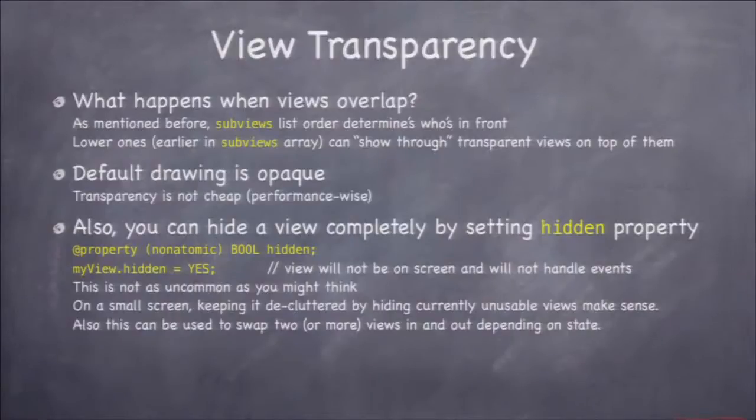It doesn't draw, doesn't get events. It's like it's not even there. Why do you want that? Well, because sometimes you just want to temporarily remove a view from the hierarchy and then put it back in some short time later. So you say hidden equals yes, it's gone. You say hidden equals no, oh, it reappears, okay?